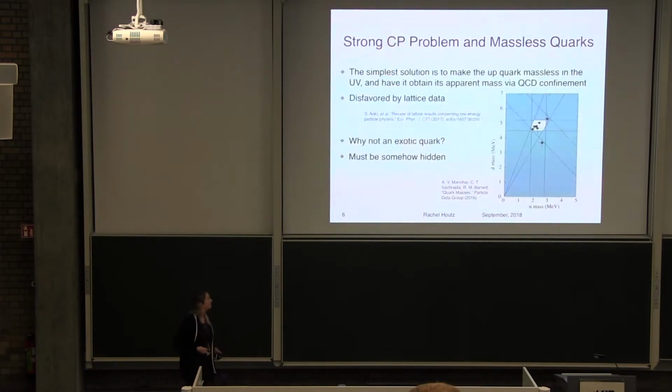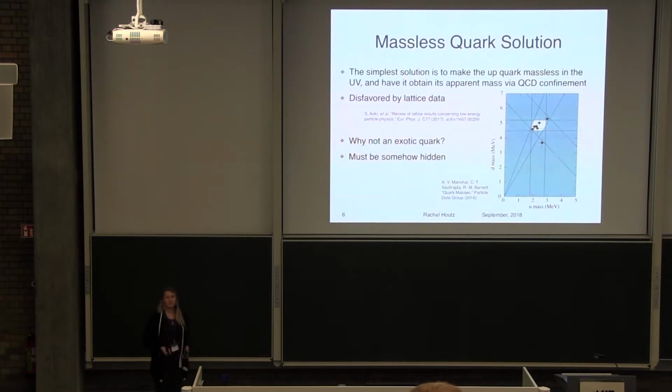The simplest way to do this is to say, well, maybe the standard model up quark is massless. But this has been disfavored by lattice data. This whole thing would still work if you had an exotic massless up quark. And if you did that, you'd have to hide it somehow.